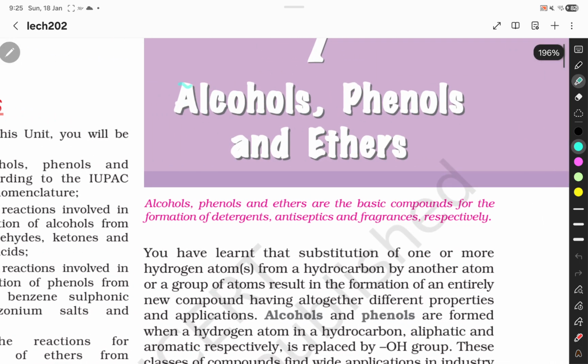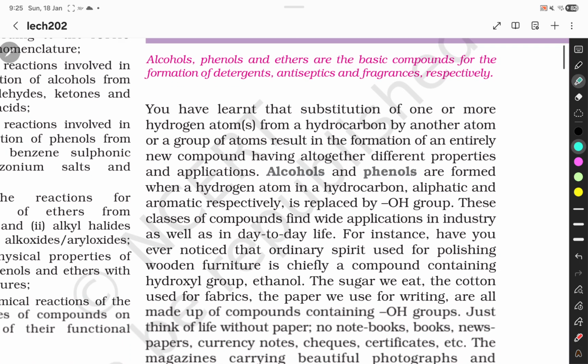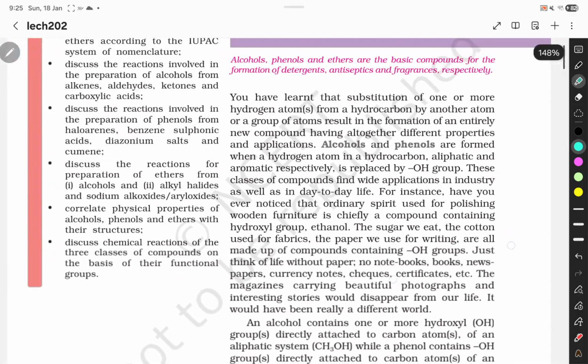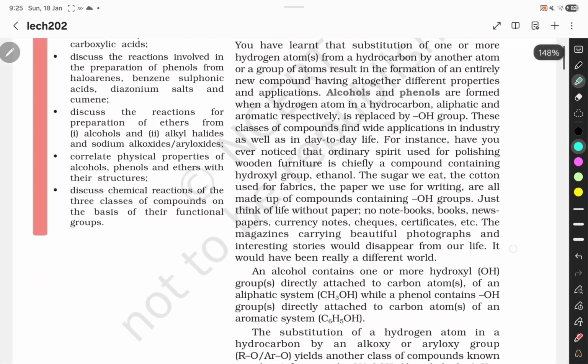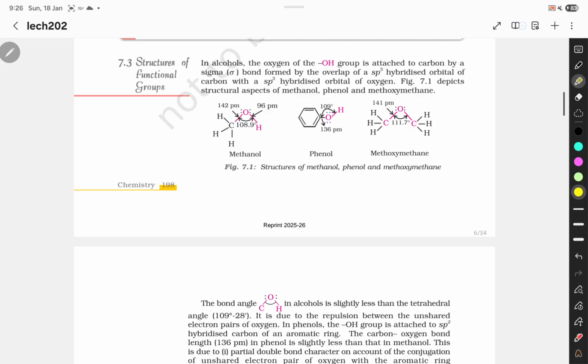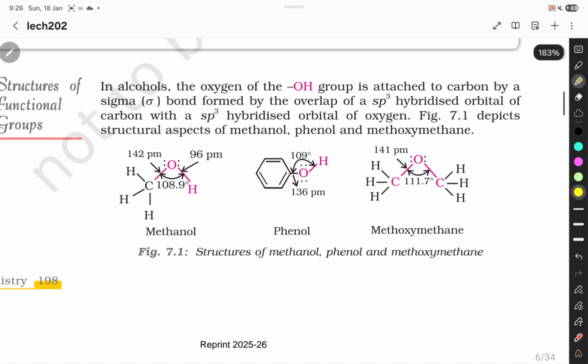Today we're going to be discussing alcohol, phenol, and ether. So I'll be reading one paragraph and letting you guys know what is there in this chapter. So yes, guys, they have given structures of functional groups in alcohols. The oxygen, the OH group is attached to carbon by sigma bond. Okay, this and all is fine.